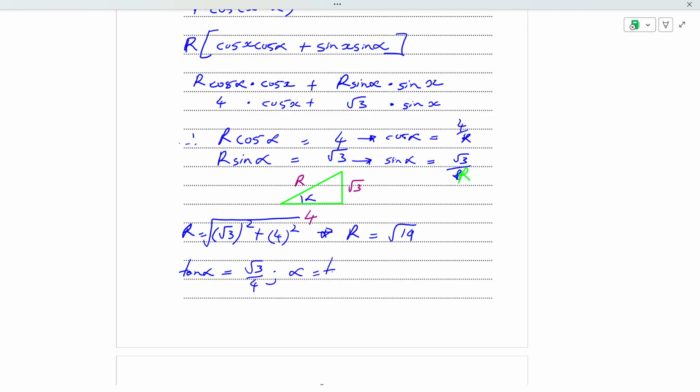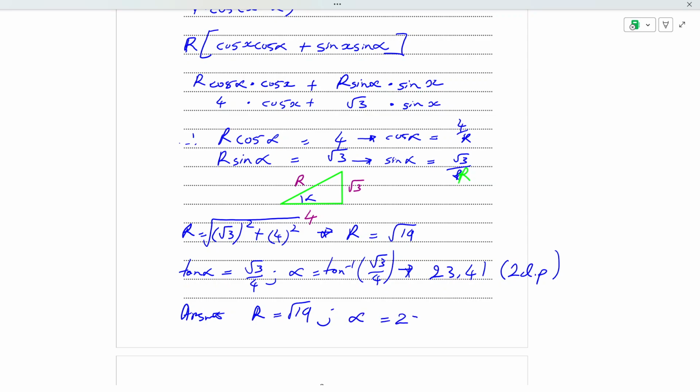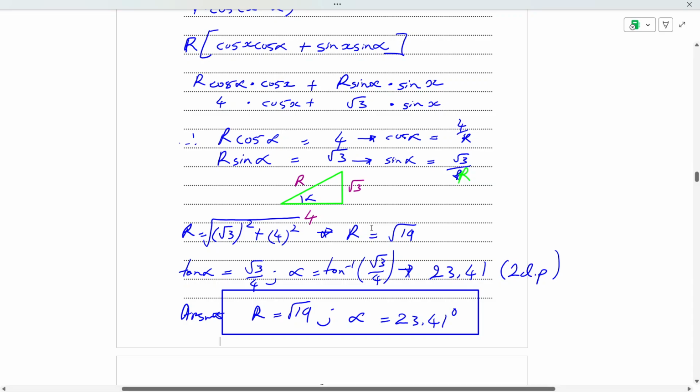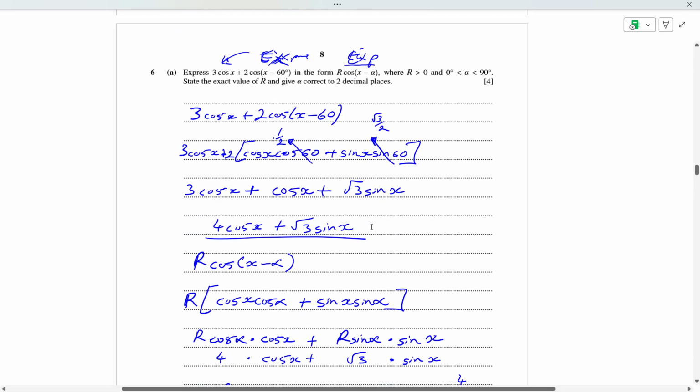Therefore, alpha will be equal to tan inverse of root 3 over 4. And then we have 2 decimal places. Our alpha will be equal to 23.41 degrees to 2 dp, because that's what the question asked. So our answers are r is equal to root 19, and alpha is 23.41 degrees. Those will be our answers for question 6a.